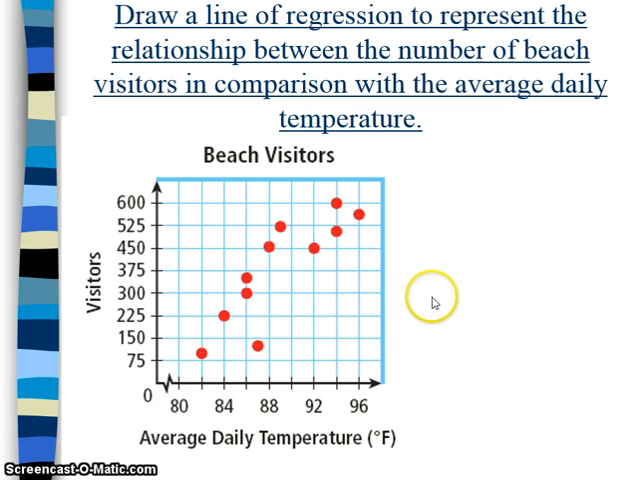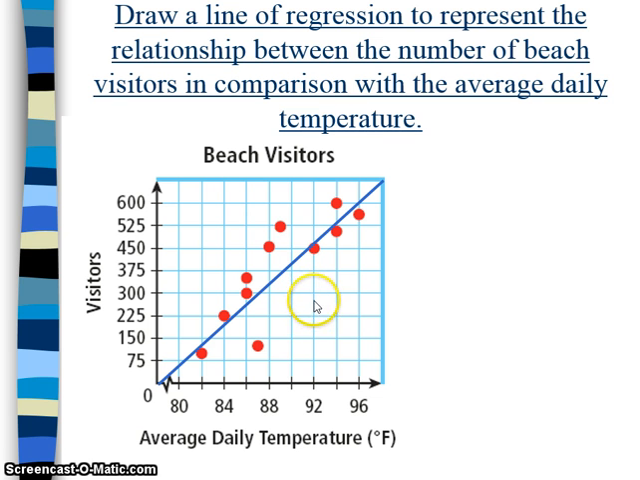So to draw a line of regression, we would want to draw a line through the middle of the dots, matching that upward trend. Do you see how the dots are going upward? The line is going upward. And also trying to get half of the dots above, half the dots below. So we have 1, 2, 3, 4, 5, 6 dots above and 1, 2, 3, 4, 5 dots below, which is pretty close.